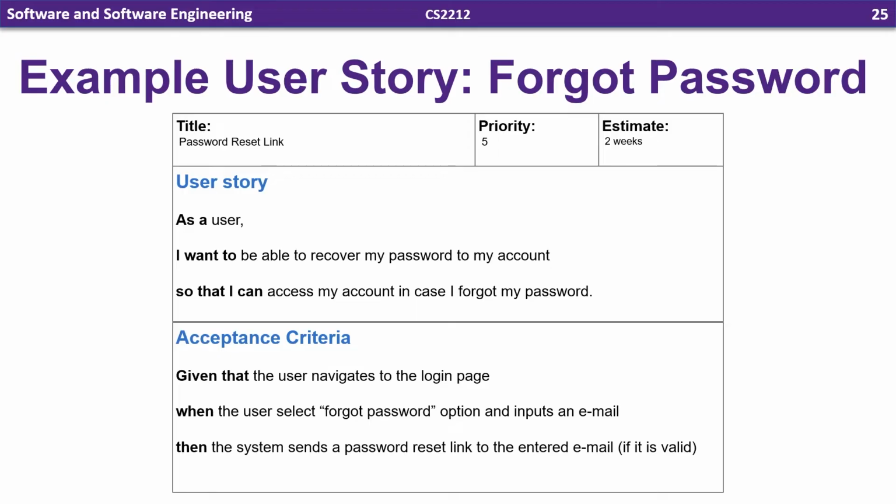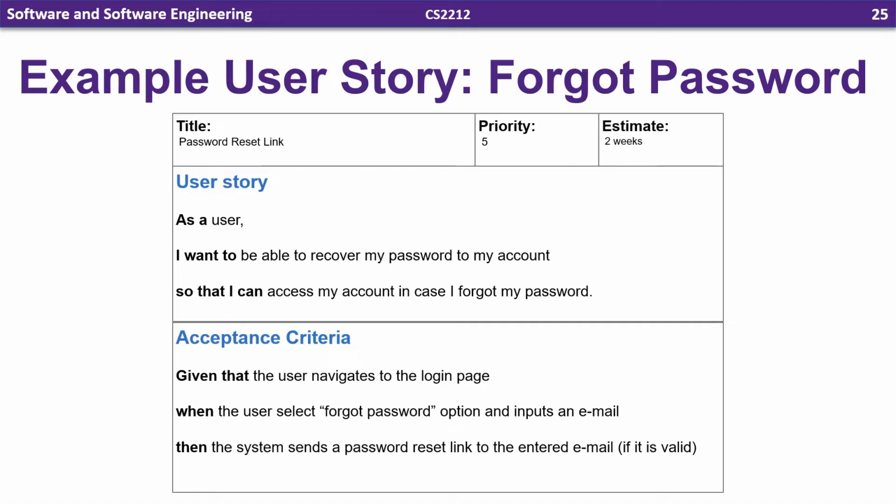And the acceptance criteria in this case might be: given that the user navigates to the login page, when the user selects the forgot password option and inputs an email, then the system sends a password reset link to the entered email if it is valid. So you also could have multiple acceptance criteria attached to a user story. You might also want one that says what happens when they actually click the link in that email. You also notice that I have a title for this, a priority, and an estimate.